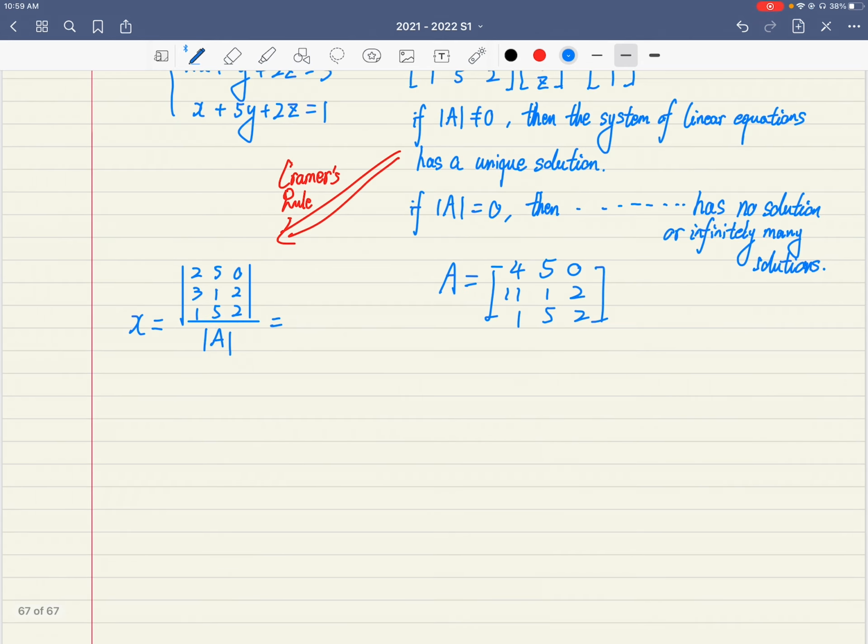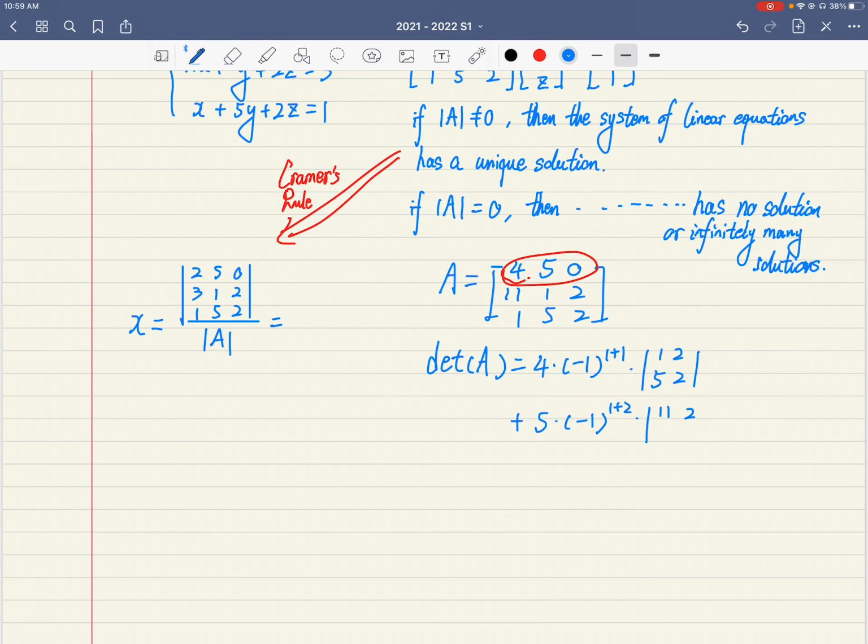What is its determinant? First choose a row or column. I choose the first row because it has a 0 here. I like it. So it's 4 times -1 to the power of 1 plus 1 times the determinant of this, plus 5 times -1 to the power of 1 plus 2 times the determinant of this, plus 0 times, I don't have to write it down, but to get yourself familiar with this formula, you just do this.